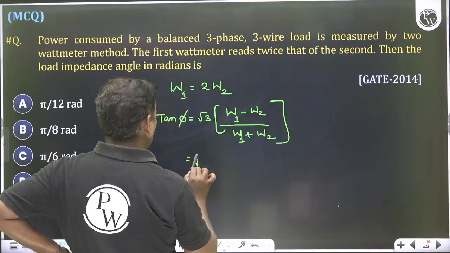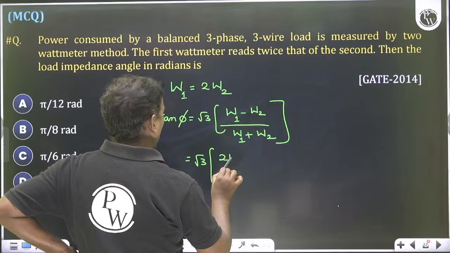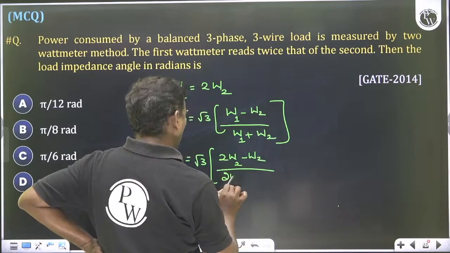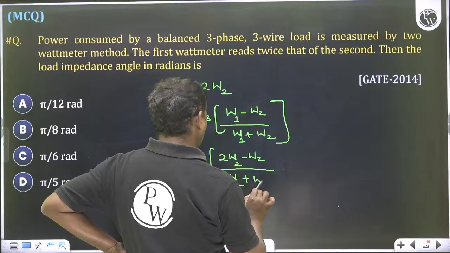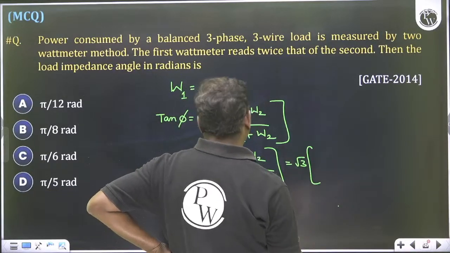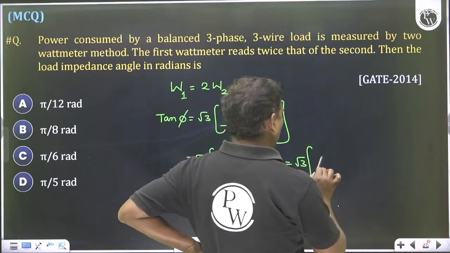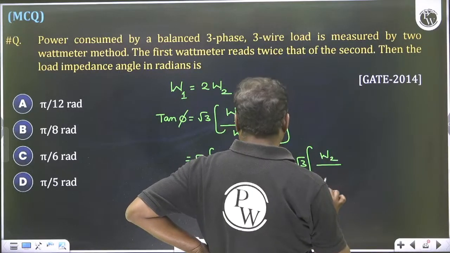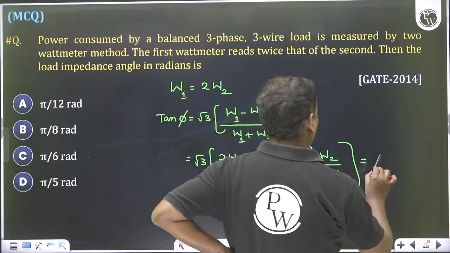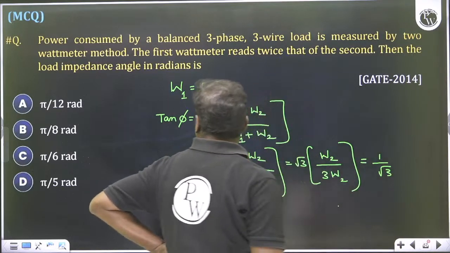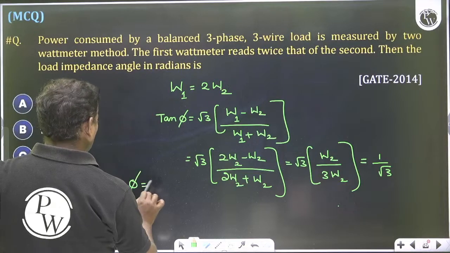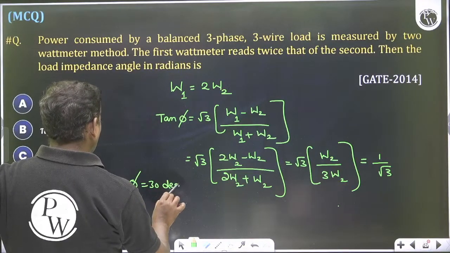So this I can write as 2W2 minus W2 divided by 2W2 plus W2. So this is root 3 into (2W2 minus W2, that is W2) divided by 3W2. So it is going to become 1 by root 3. So phi is going to come as how much? 30 degrees. But it is asking for radians.